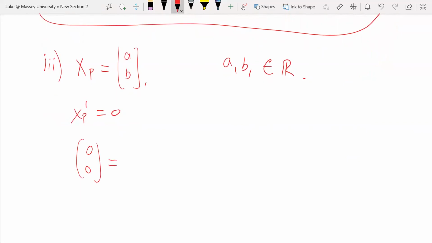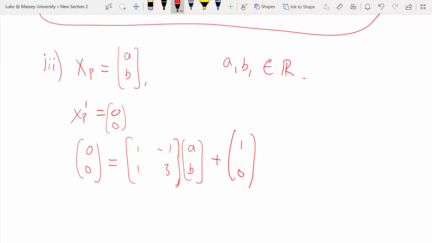So xp prime, which is 0, 0, equals A. What was A again? It was 1, negative 1, 1, 3, times xp, which is a, b, plus f, which is 1, 0. I need to solve this system for a and b. What does that first line tell me? The first line is saying 0 is equal to 1 times a minus 1 times b plus 1. The second line is telling me 0 is equal to 1 times a plus 3 times b plus 0.